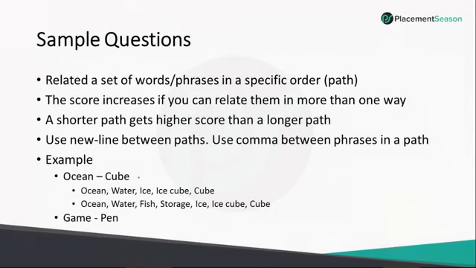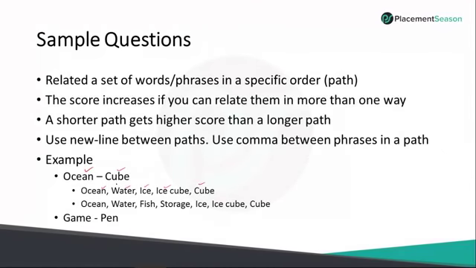They have given an example: ocean and a cube. You have to relate ocean with a cube. How to relate ocean with a cube? This is the example given by TCS. Ocean can be related with water, and water can be related with ice, and ice with ice cube.